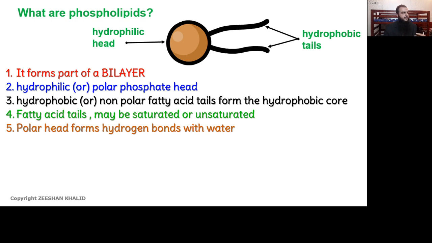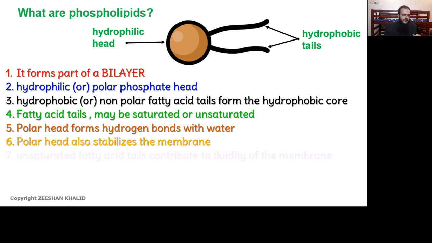So the hydrophilic head being polar, the water being polar, they form hydrogen bonds. And of course, we understand why that's the case. Point number 6, polar head stabilizes the membrane. Okay, so it's a fluid-like structure. We don't want it to get too much fluid. We need stability. So that's one of the functions of the phospholipid.